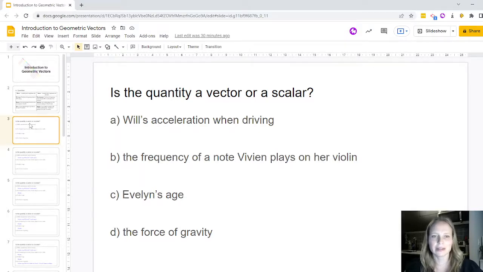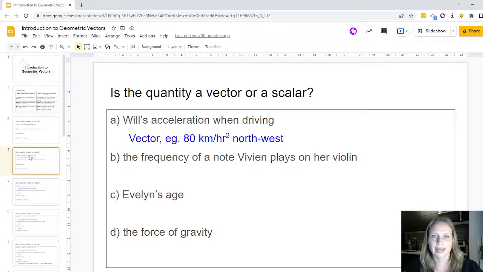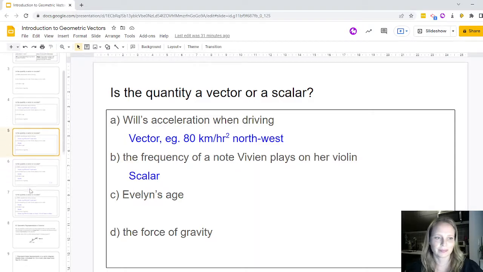So Will's acceleration when driving, that's a vector because there will be both magnitude, 80 kilometers per hour squared, and direction, northwest. What about the frequency of a note that Vivian plays on her violin? That's simply a scalar. There is just a magnitude. What about Evelyn's age? Also a scalar, magnitude only.